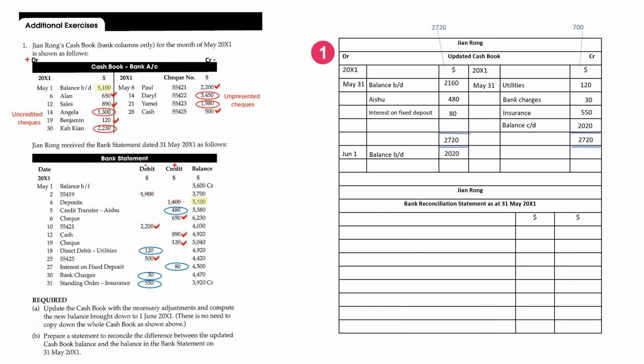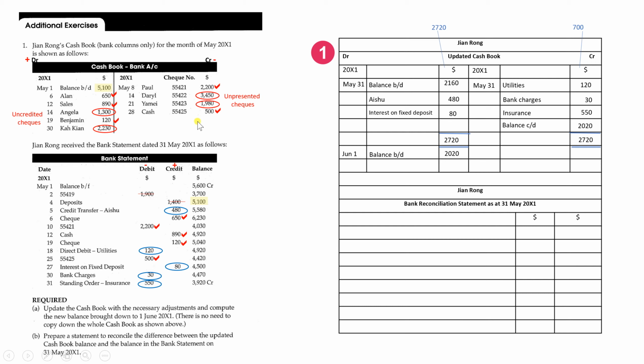So now this is step number 1. We have already updated the cash book with what is in the bank statement but not yet inside the cash book. So we have put all this into the cash book, so it's already updated. Now it's the turn to update the bank statement with whatever is not inside here but is in the cash book. Whatever we have circled here is not yet in the bank statement, so we have to put it inside here.